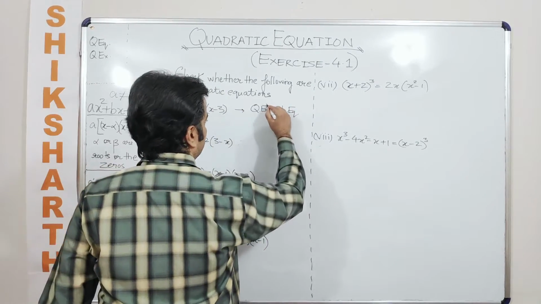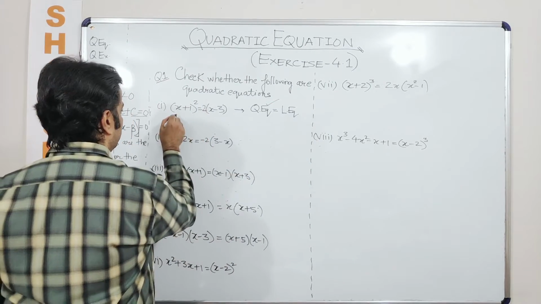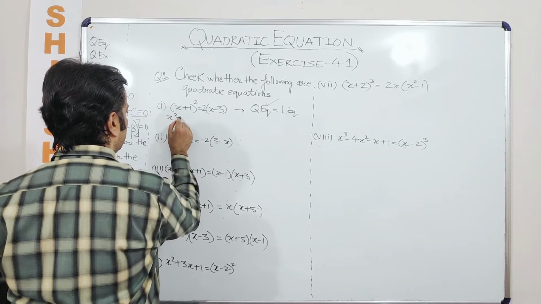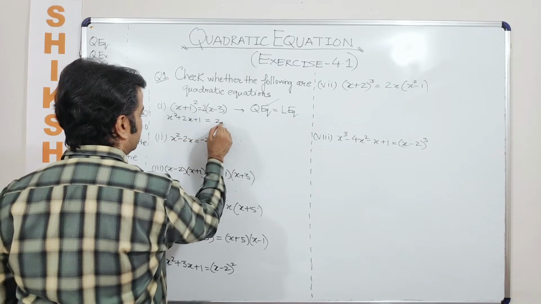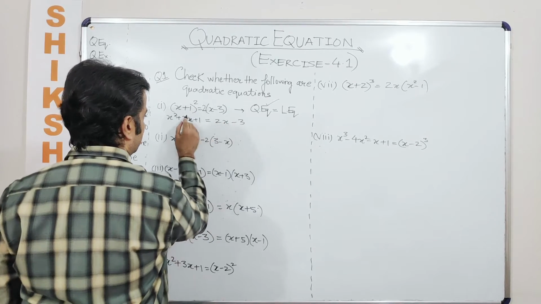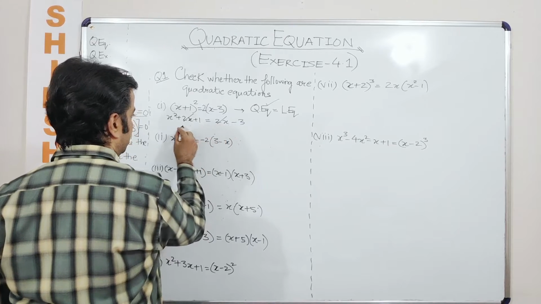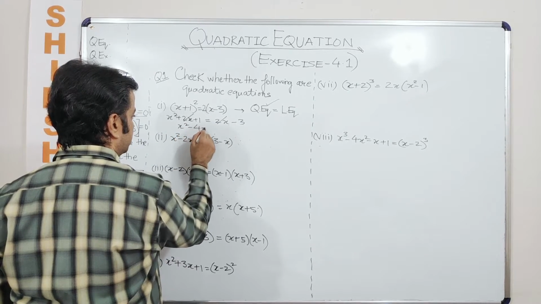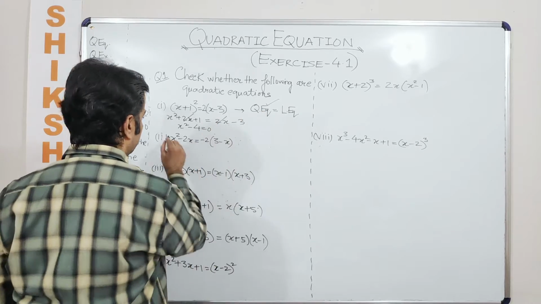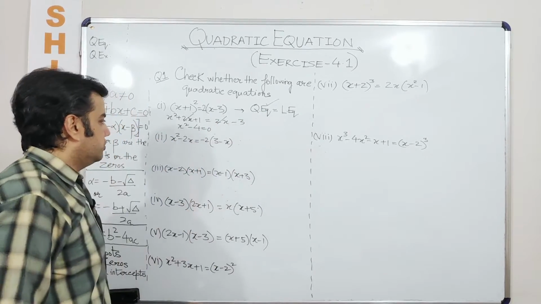Is it a quadratic equation? Yes, it is. So when we solve the left hand side, we get x square plus 2x plus 1, using the formula for (a plus b) whole square, is equal to 2x minus 3. Now this 2x and 2x get cancelled out, and eventually you get x square minus 4 is equal to 0. Is it a quadratic equation? Yes.